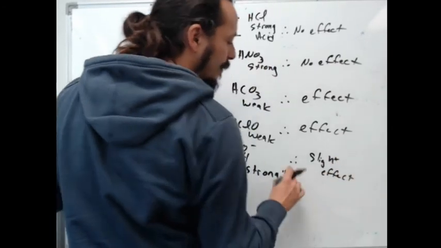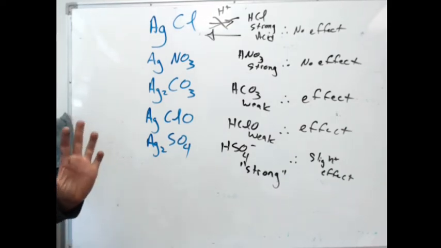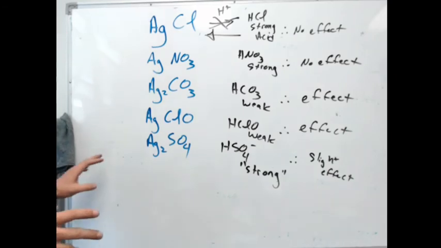I haven't asked any problems where you actually get to that level of detail. However, we are now at the point where we could not just say whether there's an effect or not, but we could also calculate the effect by looking at the way we should be looking at all of these. I'm going to pick AgClO for how we would look at this if we actually wanted to calculate it.